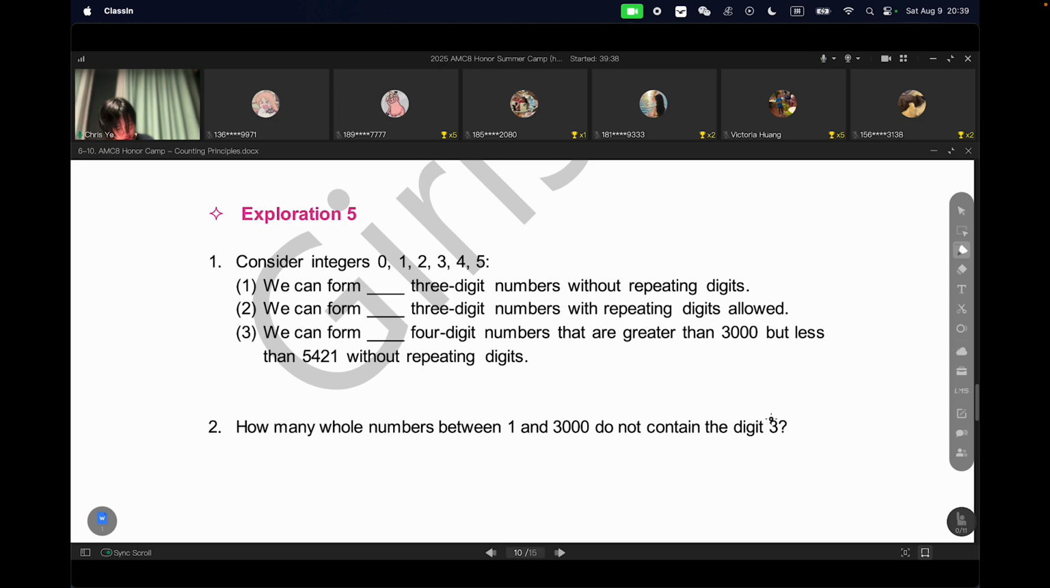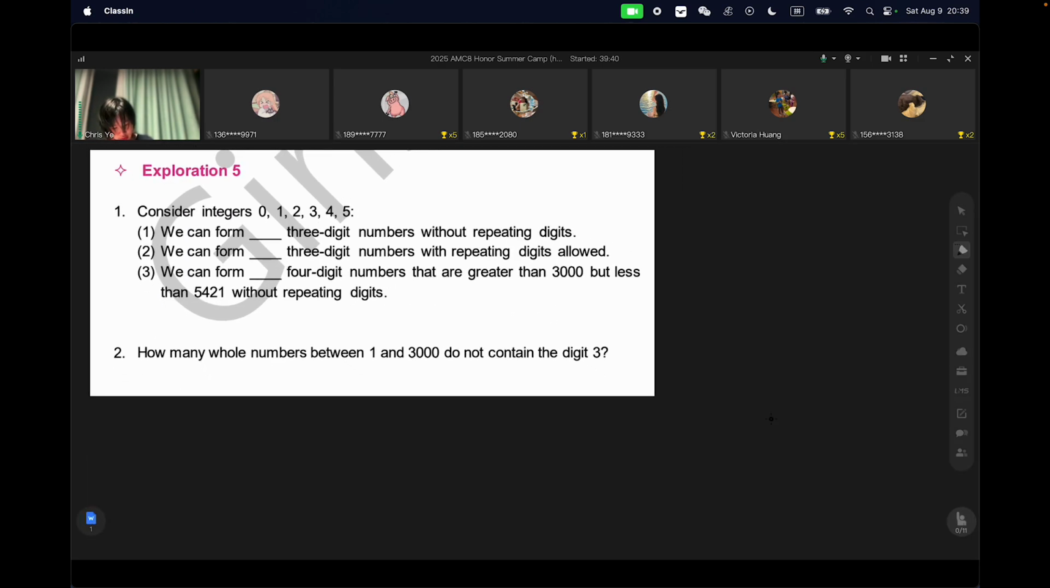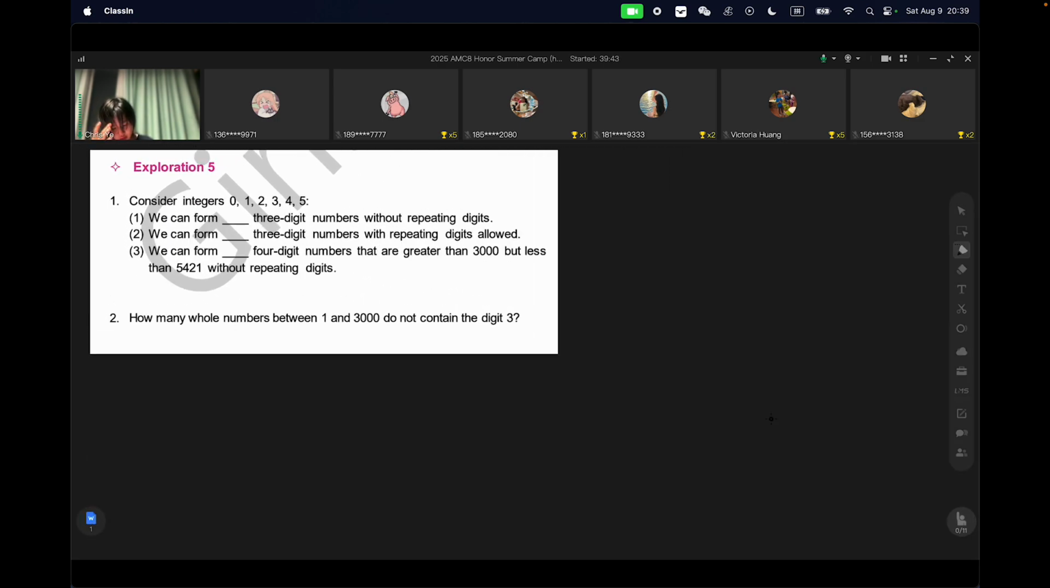Consider the digits 0, 1, 2, 3, 4, and 5. How many 3-digit numbers can you form without repeating digits? So there are 1, 2, and 3. So we know that 0 cannot be in the first place. So there are going to be 1, 2, 3, 4, and 5, 5 choices for the first digit.